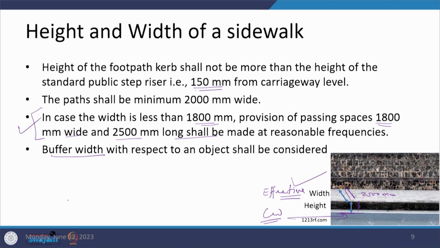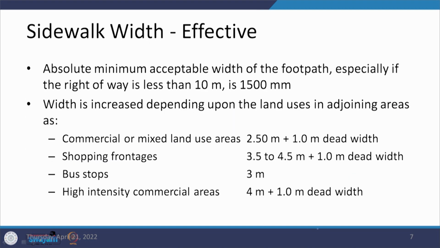So, that means we are going to have a width which is lesser than that, but at some positions we need to provide a higher width in this form. We have a minimum of 1800 and then the length is going to be 2500 mm, and that is the location where, under the constrained conditions, the pedestrians will be crossing. Now, when you have a right of way which is less than 10 meters, as I was saying, then in that case the absolute minimum can become 1500 mm.